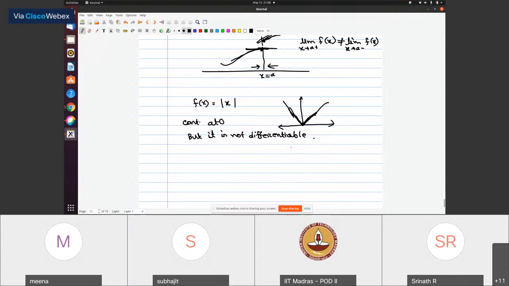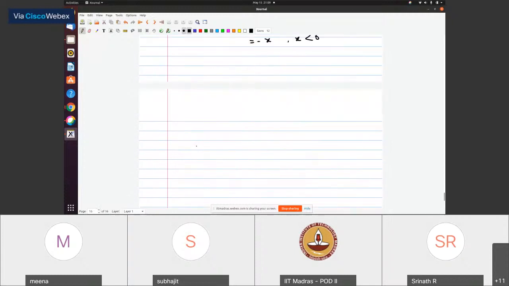Is it clear? The tangents are two different lines which are crossing each other, so there is no unique slope of the tangent at that particular point. So that's why we are calculating the limit basically. So for differentiability, what is this function first of all? f(x) is x when x is positive, and it is minus x when x is negative, right? This is the function. This is mod x, right?